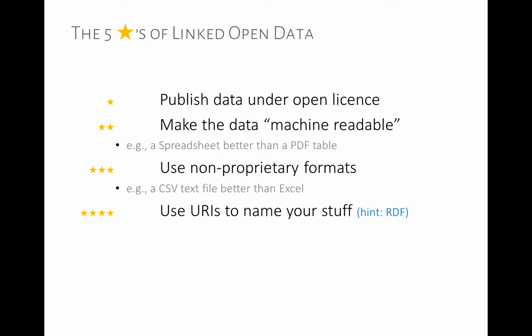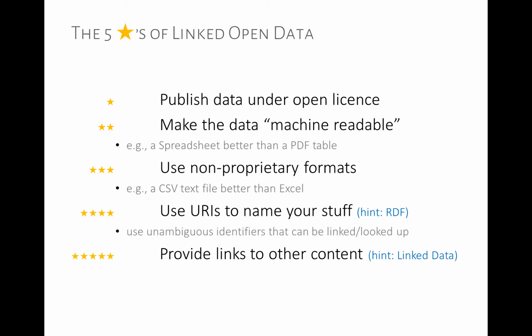It means that instead of a string Santiago, I now have a unique identifier, and I can click on that, and I can see, Santiago, capital, Chile. This is the Santiago that's in Chile, for example. Yeah, so it provides context. So we use unambiguous identifiers that can be looked up, and then provide links to other content. This is the idea that you want to contextualize.